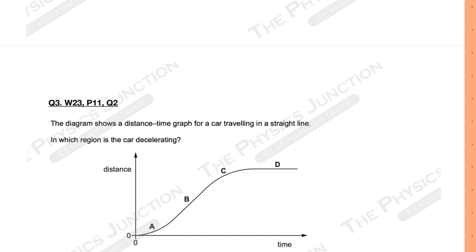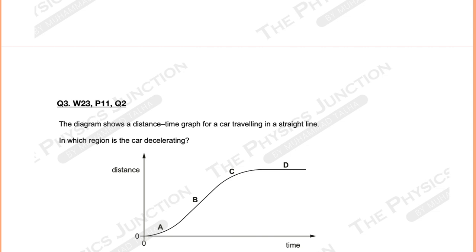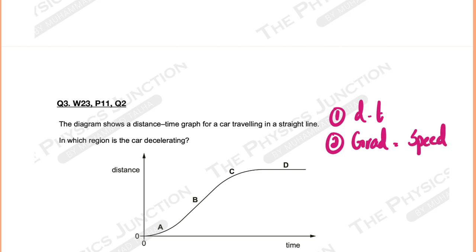Alright. Winter 23, paper 1-1, question number 2. This is a different variant. The diagram shows a distance time graph for a car traveling in a straight line. In which region is the car decelerating? Alright, so for deceleration, again I do the same thing. I know this is a distance time graph. I know that the gradient is speed. Now for deceleration to be happening, this means speed must be decreasing, and as a result gradient is decreasing.